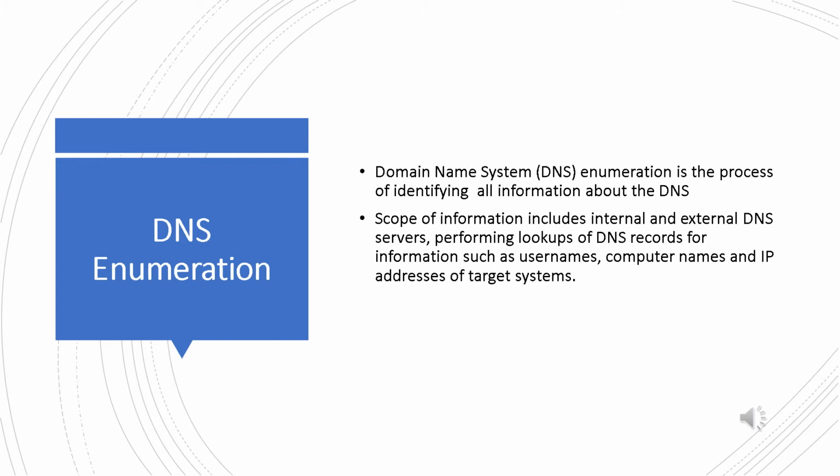DNS enumeration. Domain name enumeration is the process of identifying all information about the DNS. The scope of information includes internal and external DNS servers, performing lookups of DNS records for information, usernames, computer names, and IP addresses of target systems.